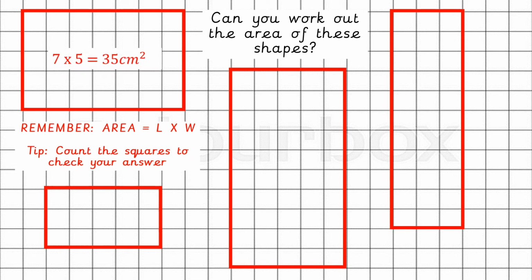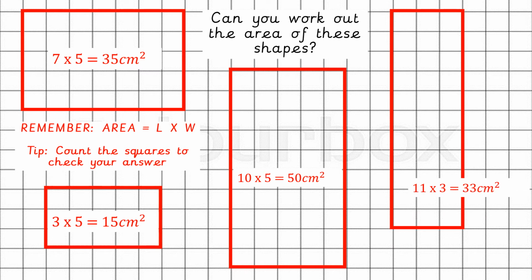Okay, so the first one, 7 times 5 is 35 centimetres squared, 3 times 5 is 15 centimetres squared, 10 times 5 is 50 centimetres squared, and 11 times 3 is 33 centimetres squared.